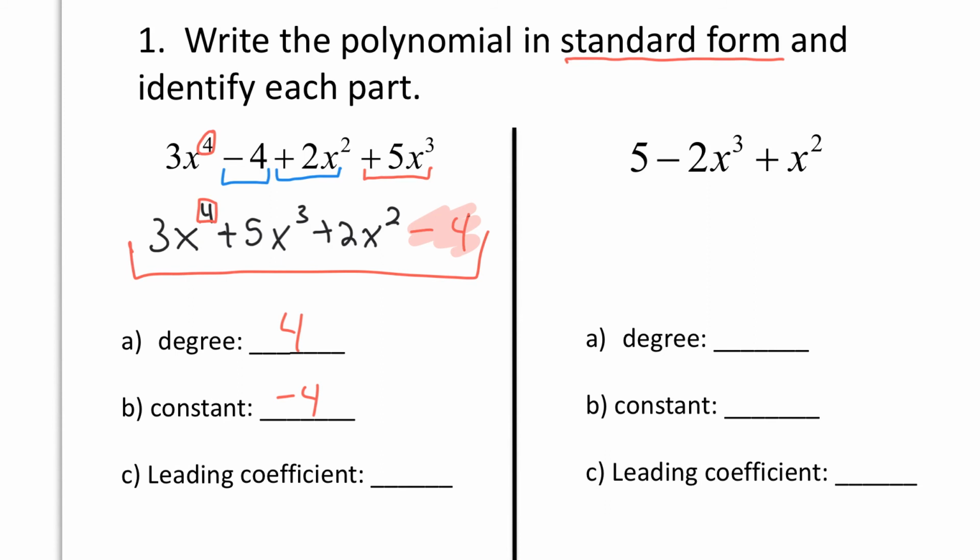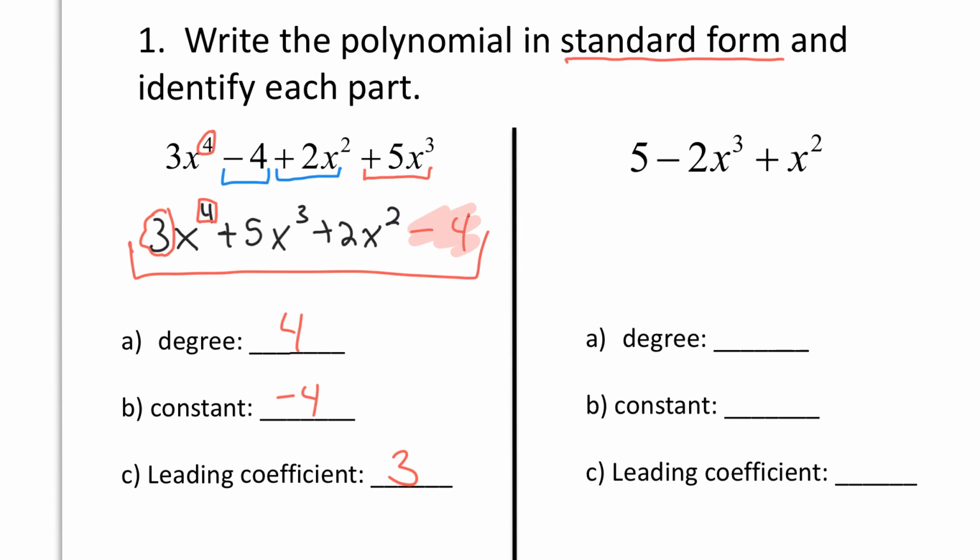And leading coefficient is the number in front of the variable that has the highest exponent. And in this case it is the 3. 3 has the variable with the highest exponent. So we're going to put 3 right here, and you have the leading coefficient. It's the number in front of the variable. You don't use the variable. I've seen students write 3x as the leading coefficient. No x, no variable, just the number.